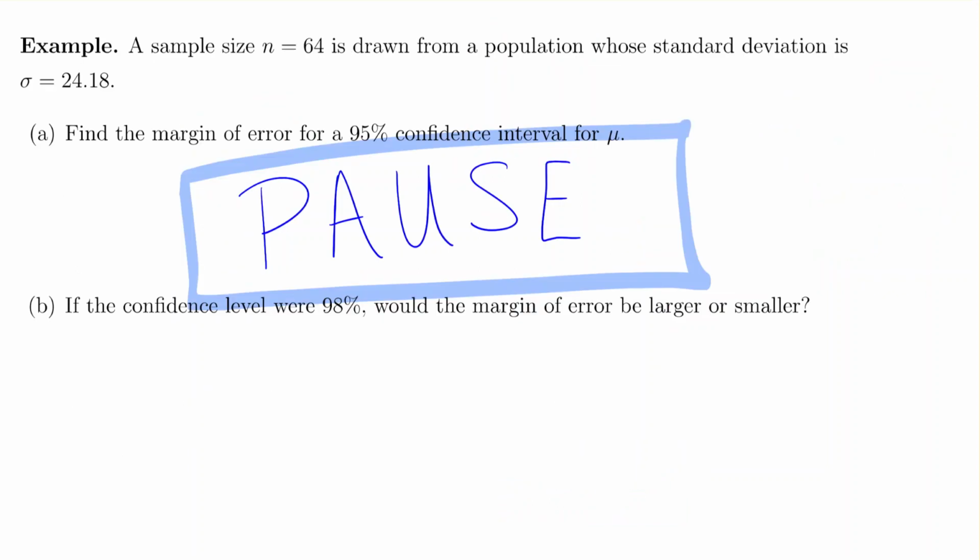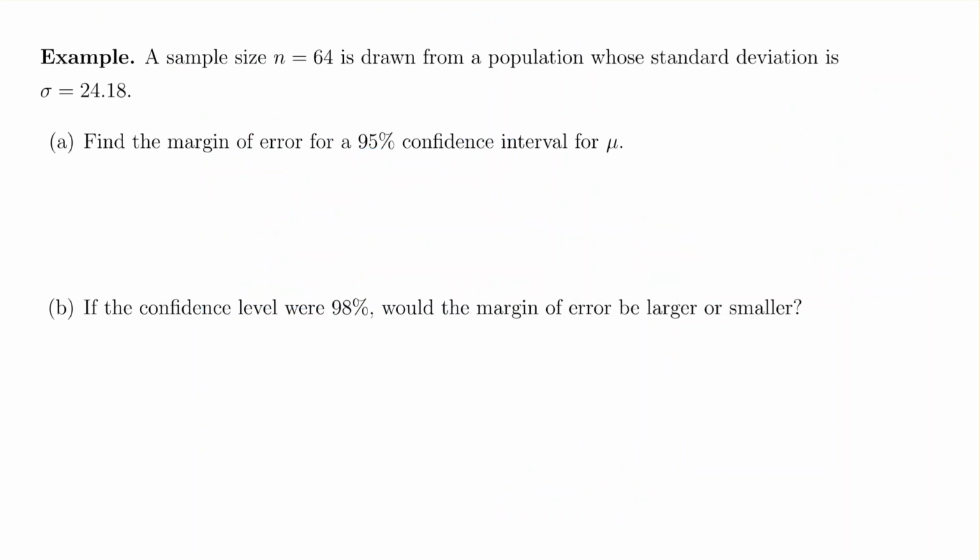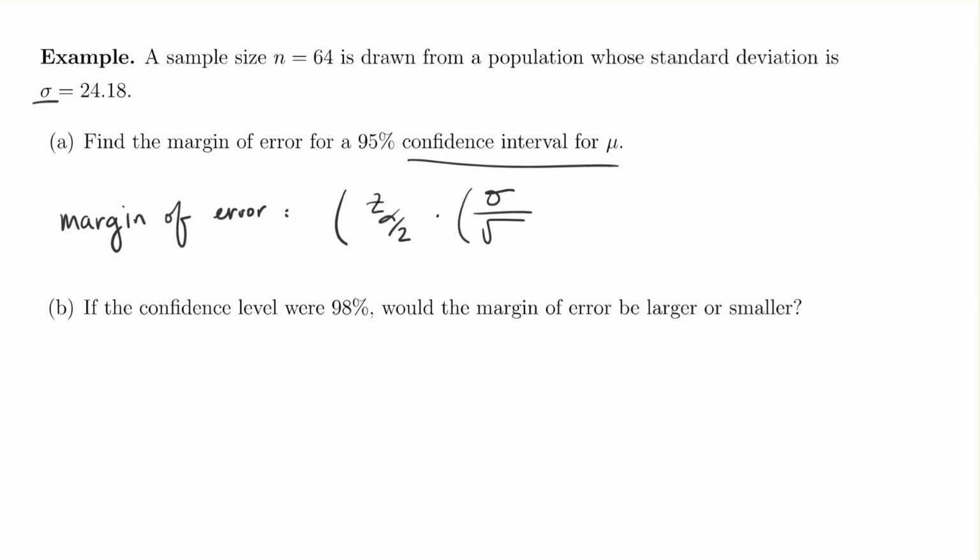So for our next problem, pause and attempt the problem on your own. Unpause to check your work. So here we've got a sample size of 64, standard deviation of the population 24.18, so our standard deviation is known. They ask us to find the margin of error if I had a 95% confidence interval for mu. Well, I go to the notes, confidence interval for mu, standard deviation known. There's a particular formula in that set of notes for margin of error. I record it. That is Z alpha over 2, which is your critical value, times sigma over the square root of n.